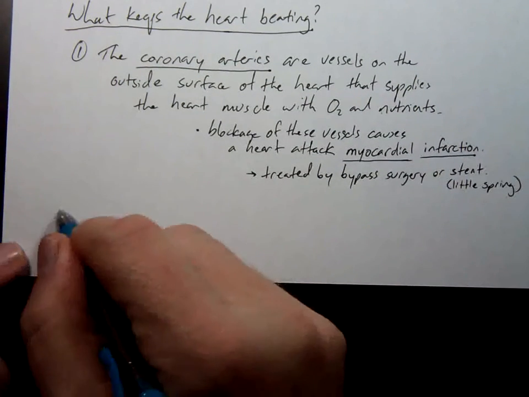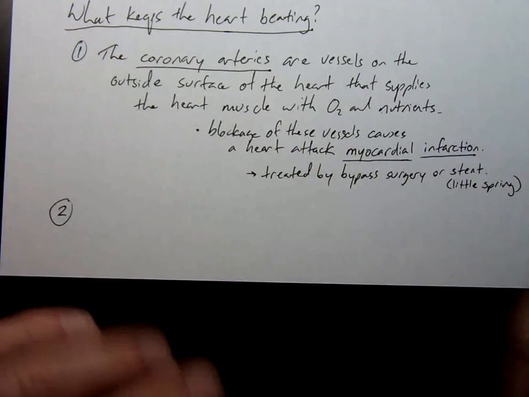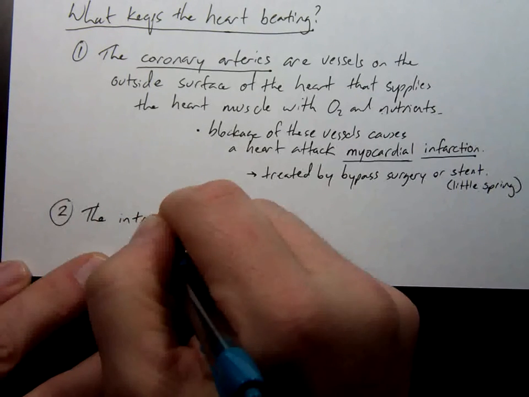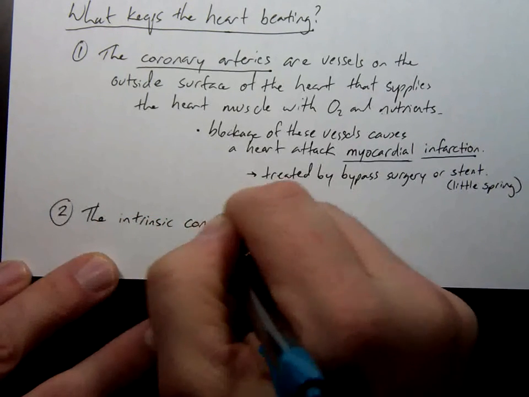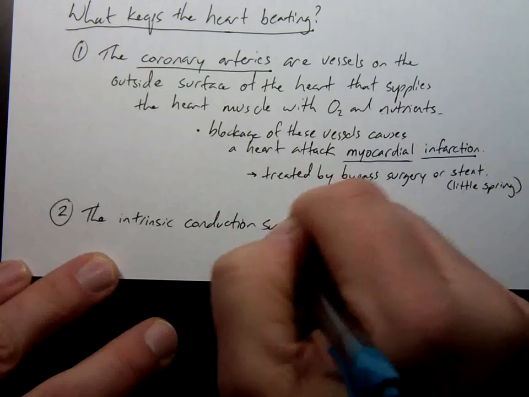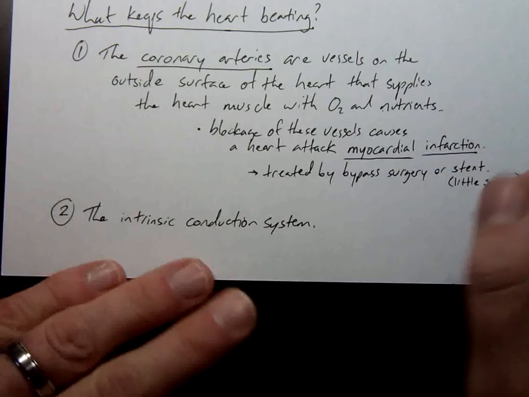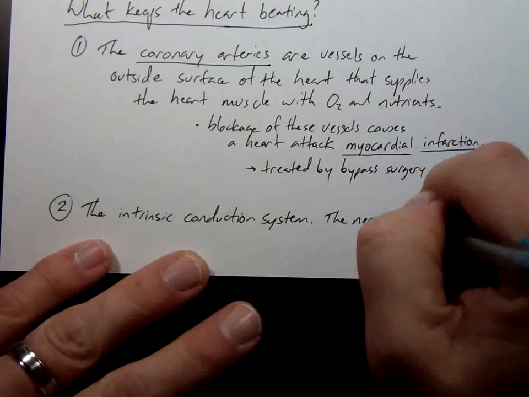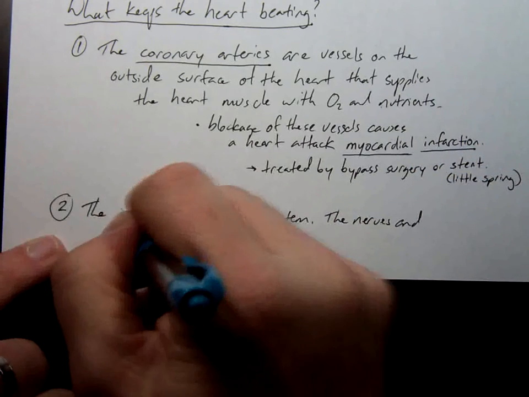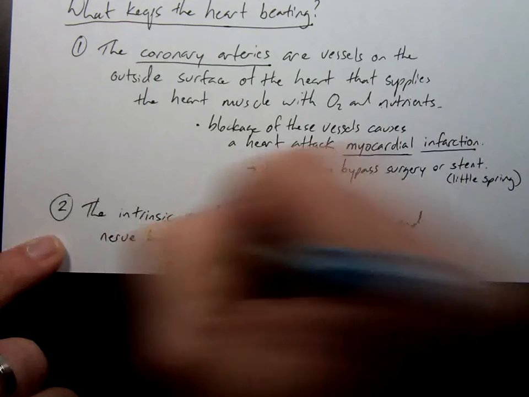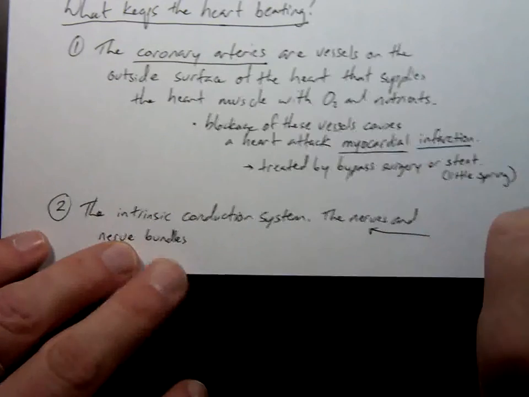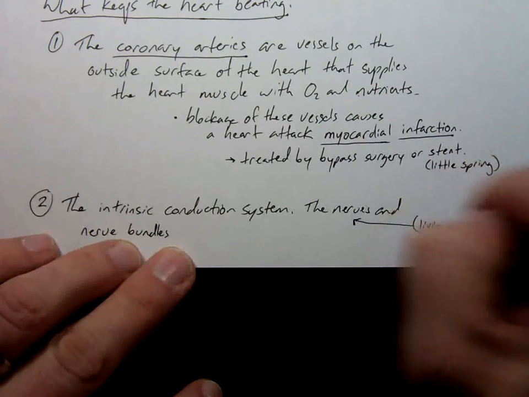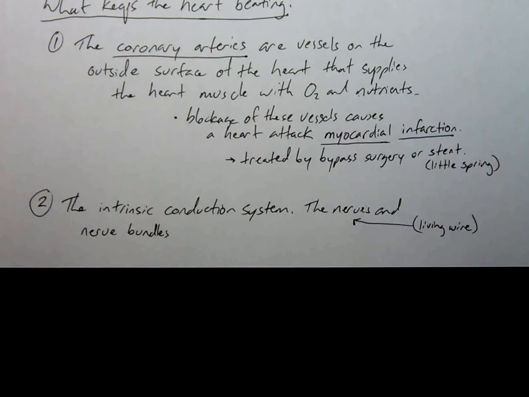The other thing that keeps the heart beating has nothing to do with blood at all, and it is the intrinsic conduction system. This system is the electrical, basically the nerves and nerve bundles. And when you hear the word nerve, I want you to think living wire. That's what a nerve is. It's a cell that is a biological electrical wire, okay?